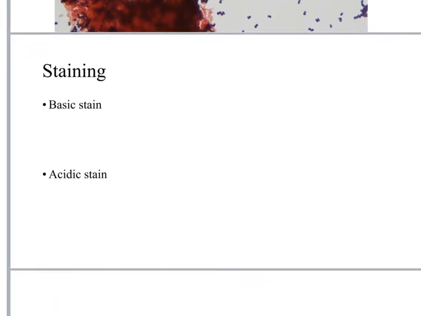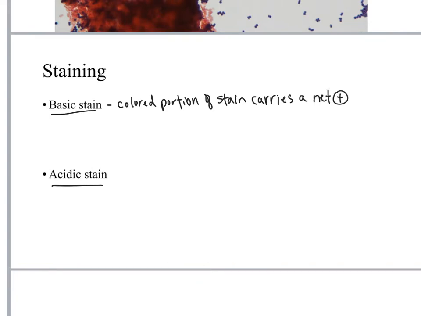All right, a little staining theory here. There are two kinds of stain, in kind of broad categories: basic stains and acidic stains. A basic stain, or a basic dye, just means the colored portion of the stain carries a net positive charge.